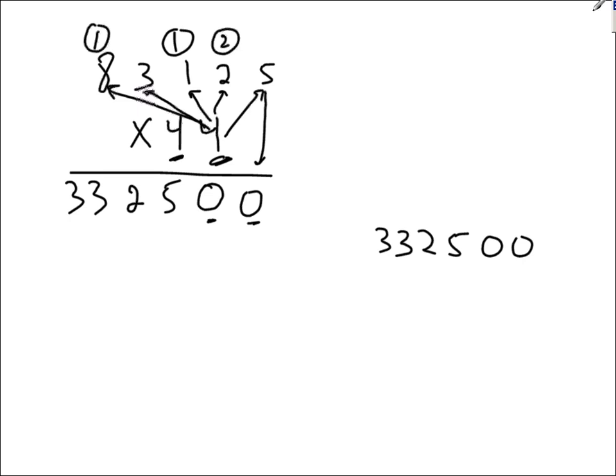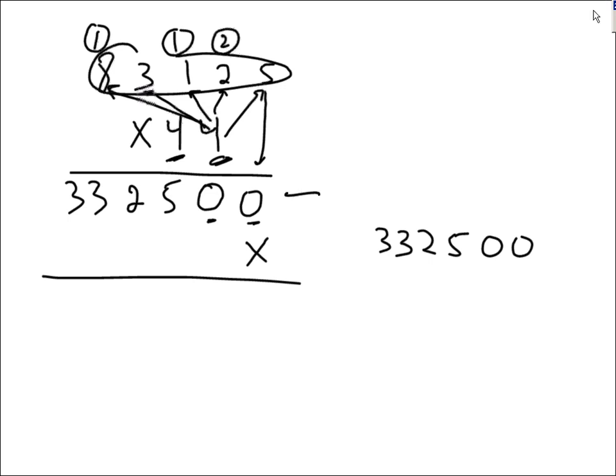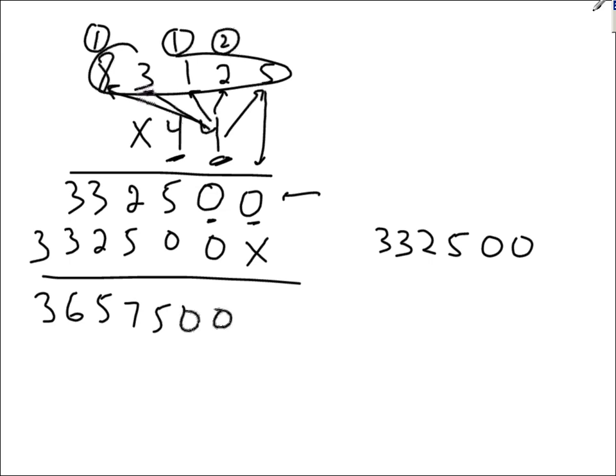Now I have to multiply by the next digit. So I indent 1. And then I ask myself, what is 4 times, oh, I just did that. Reading from right to left, it's 0, 0, 5, 2, 3, 3. So that's what I write. And when I add up these 2 rows of numbers, this is what I get: 3,657,500.